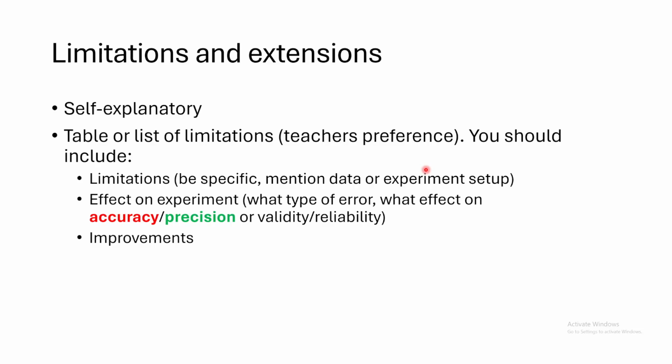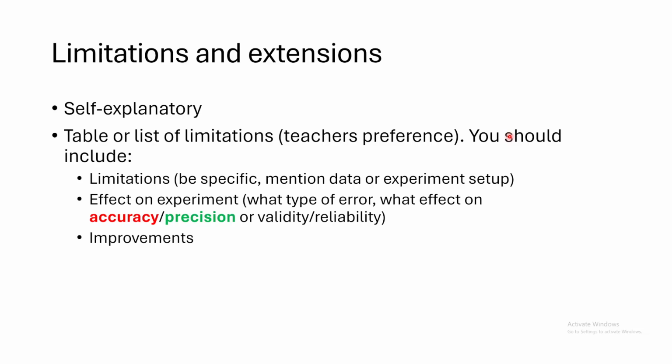Improvements that you'll make in future to correct those limitations. So with your limitations, be specific. Mention specific points about your data or your experiment setup, like there was an outlier with the 0.1 amp data set, or the experimental setup meant that the Bunsen burner was far away from the alcohol flask. All that stuff.